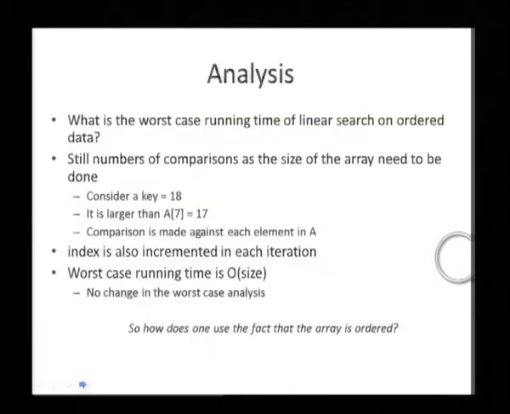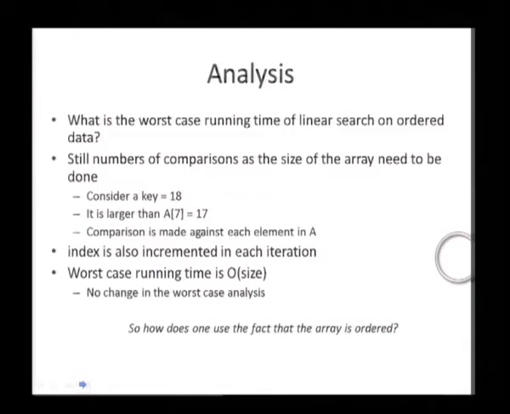Let us perform an analysis. What is the worst case running time of linear search on ordered data? In the worst case, as we can construct by an example, no matter what the array is, if one considered the target key to be a value which is larger than the element which is present in the largest index. In this example, consider the key 18. 18 is larger than 17, which is the value which is present in the index 7.